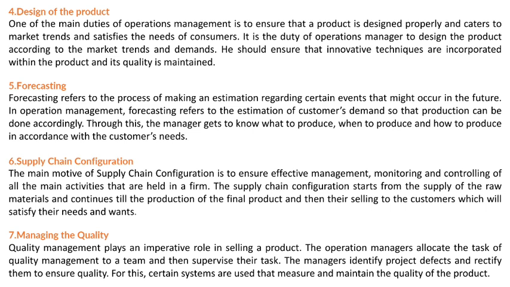Sixth one being supply chain configuration. This is regarding with the logistical activities. The supply chain configuration, they start from the supply of raw materials, continues it till the production of final goods and selling to the customers, which will satisfy their needs and want. It goes from the source till the destination until the customer receives it and is satisfied. Do make sure you mention the point customer is satisfied.